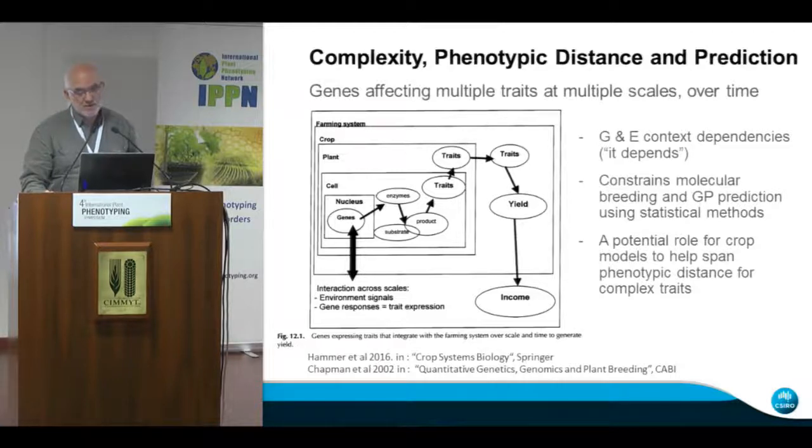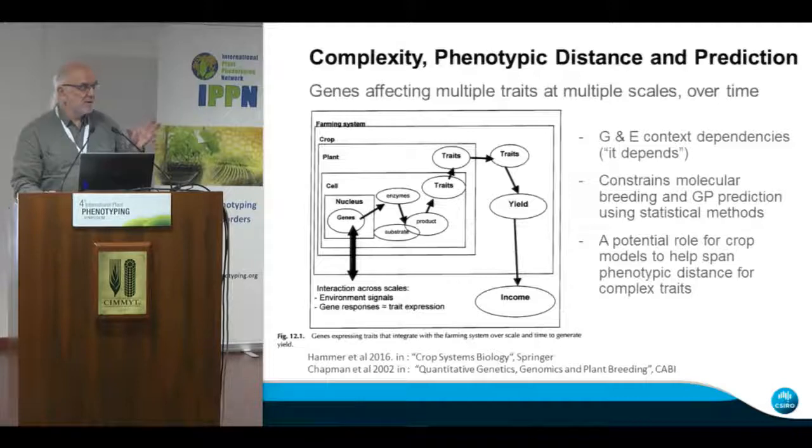And there's a lot of context dependencies in here. So genotypes don't act in isolation, and different environments have different effects. So you get all these context dependencies, and the "it depends" remains a very pertinent phrase. So these context dependencies constrain molecular breeding, they constrain gene-to-phenotype prediction, using either statistical methods or genomic prediction models, because they don't deal with it all that well.